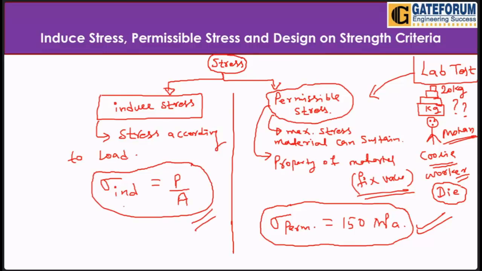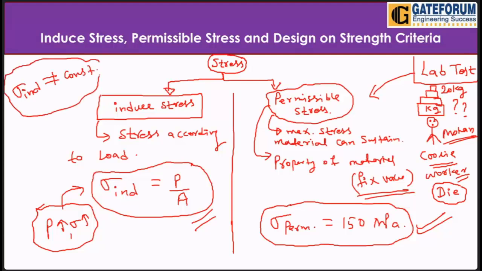Simple. If the value of load increases, induced stress also increases, according to the load only. So induced stress is not a constant value. Why is it not a constant value? Because if load changes, stress changes. But permissible stress is a fixed value. After the lab test of the material, we come to know it is 150 megapascal. It's a constant value, not more than that, not less than that. But induced stress will not be a constant value.